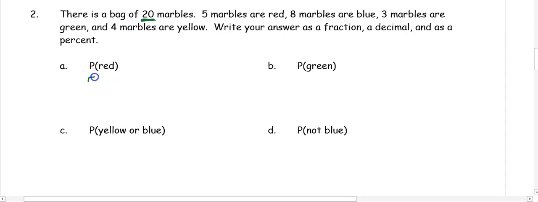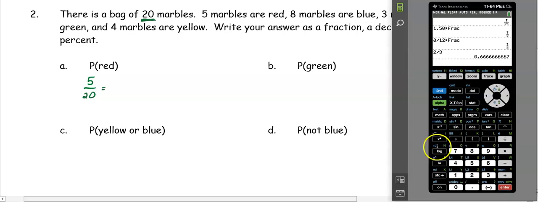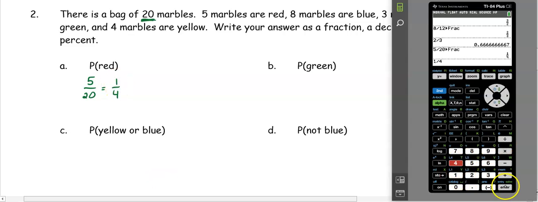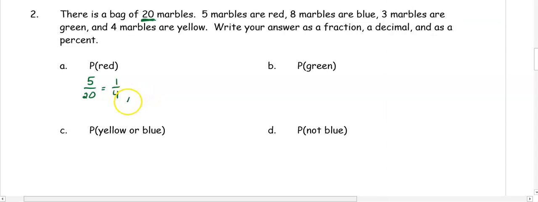Well, there are 5 red out of 20 total marbles. So 5 divided by 20, math, enter, enter. That reduces to 1/4. 1 divided by 4 is 0.25 as a decimal, which would be 25%.